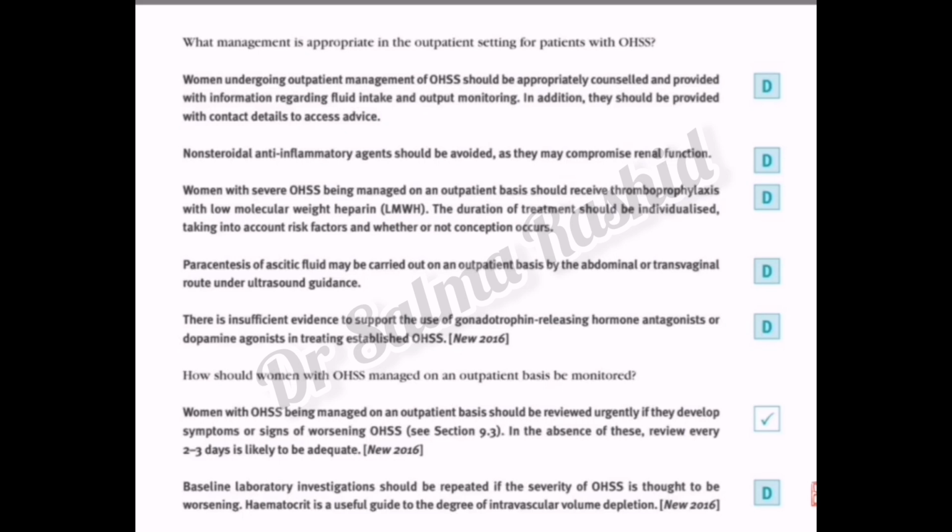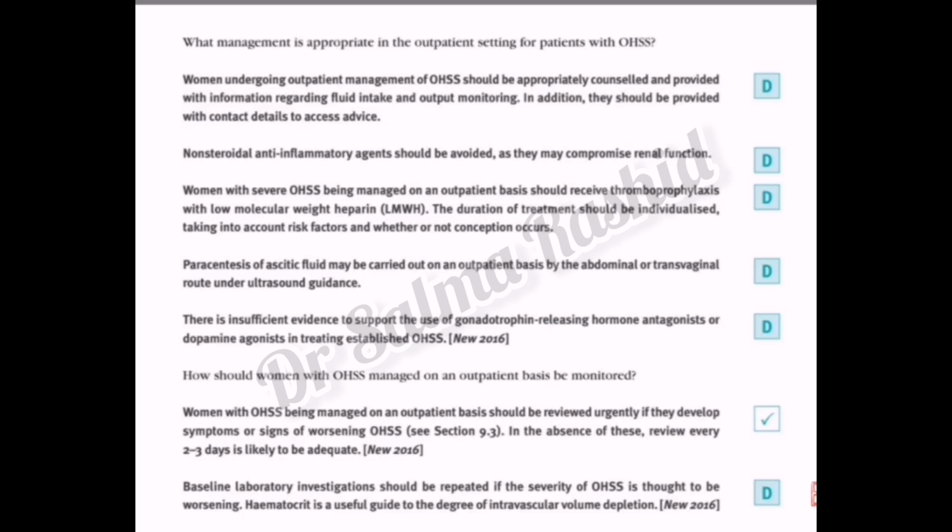How should women with ovarian hyperstimulation syndrome managed on an outpatient basis be monitored? Women with ovarian hyperstimulation syndrome being managed on an outpatient basis should be reviewed urgently if they develop symptoms and signs of worsening ovarian hyperstimulation syndrome.